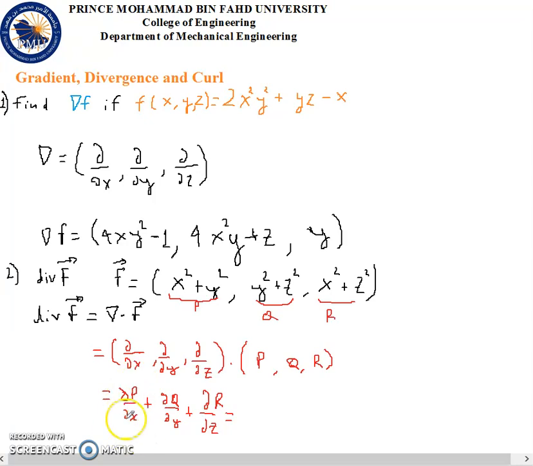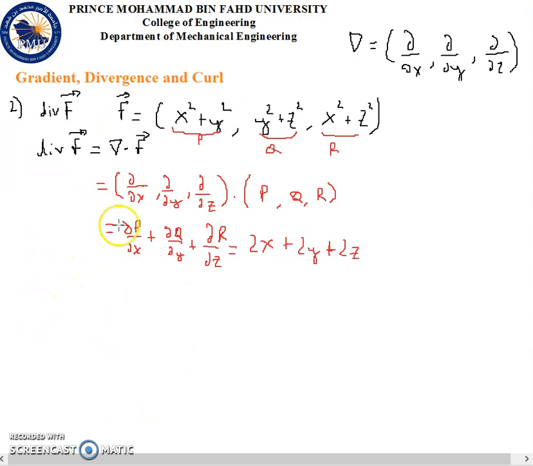So the first part, del P del x, will be the derivative of P over x, so that's going to be 2 times x, plus the partial derivative of Q over y is going to be 2 times y, and the partial derivative of R over z is going to be 2 times z. So the divergence of f is a number.